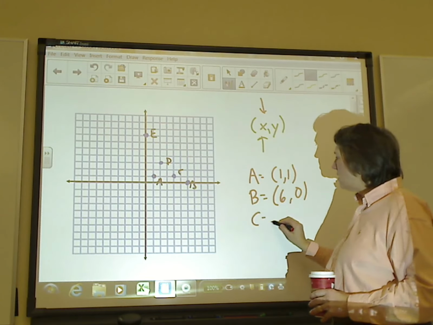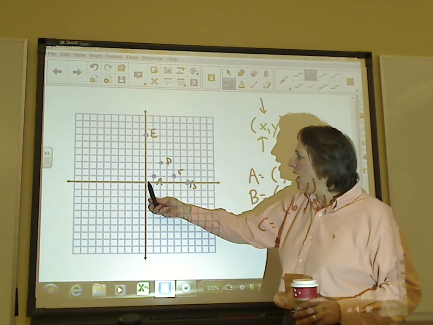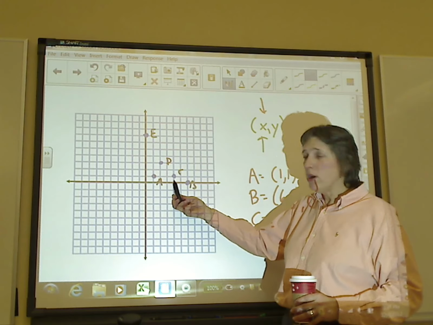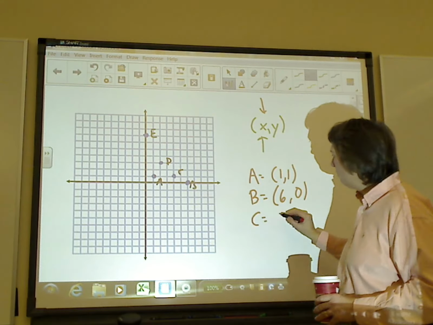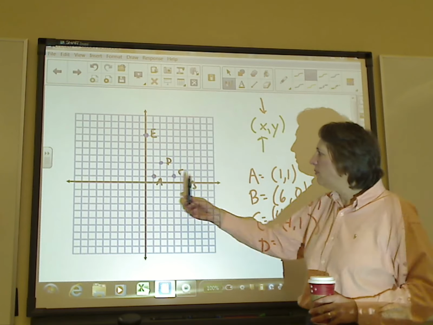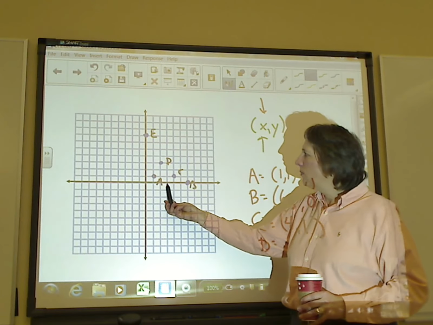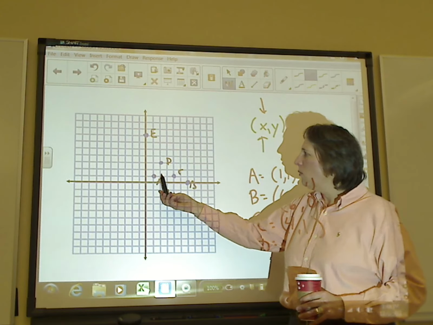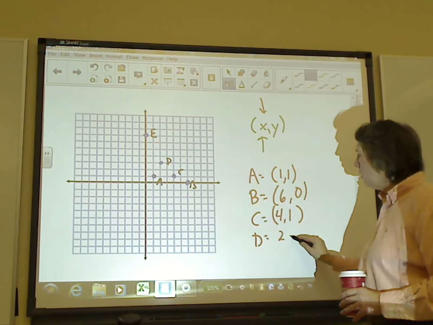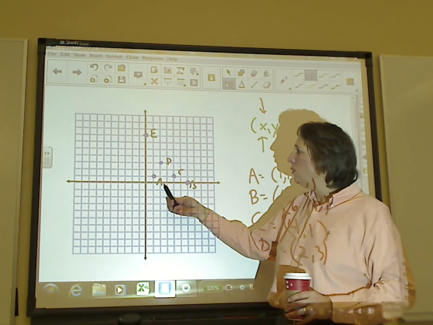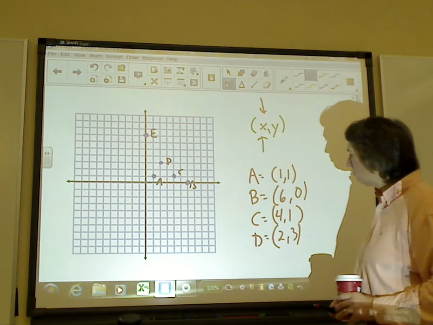So let's look at C. What is x? 1, 2, 3, 4. So when x is 4, what is y? 1. Starting to see how that goes? Now you see if you can figure out D. How many did you go over? 2 for x. How many go up? 3. So for point D, you go over 2 on x and up 3.